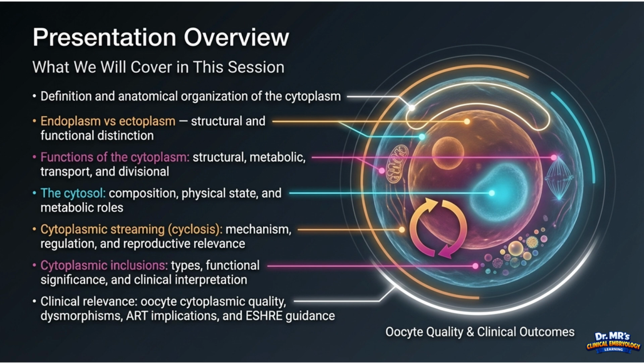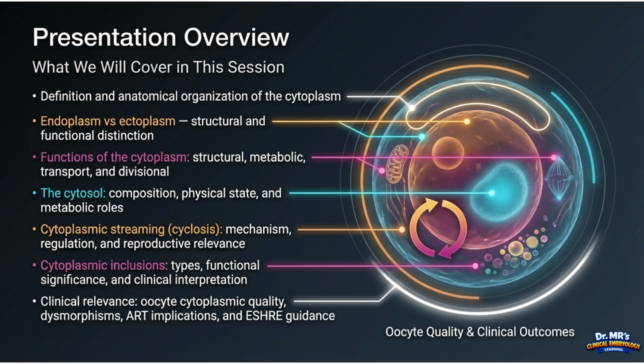We then examine the 4 major functions of the cytoplasm: structural and mechanical, transport and mixing, metabolic and synthetic, and divisional. Each of these intersects with the embryology we care about clinically. After that, we focus on the cytosol specifically, the soluble phase of the cytoplasm, its physical state, its biochemical composition, and its metabolic roles including glycolysis, protein synthesis, and calcium signaling.